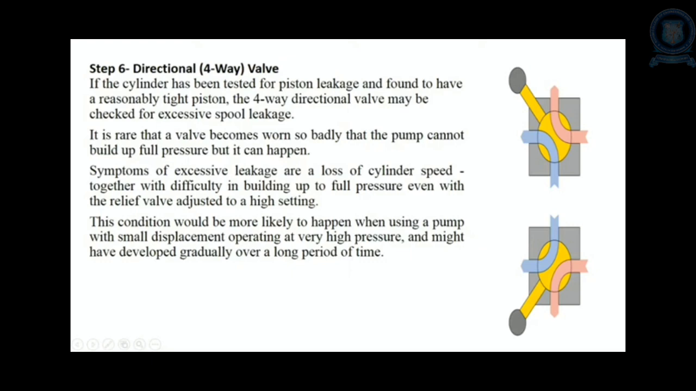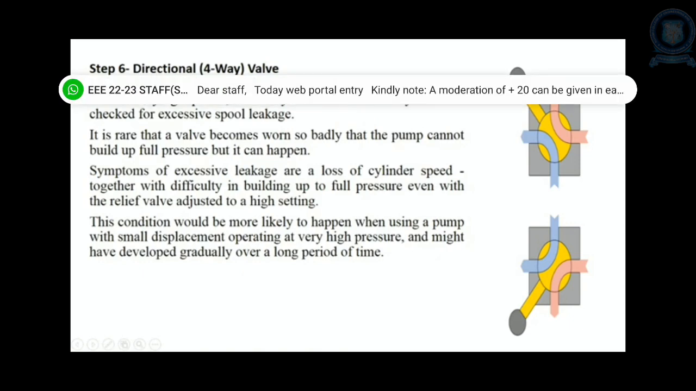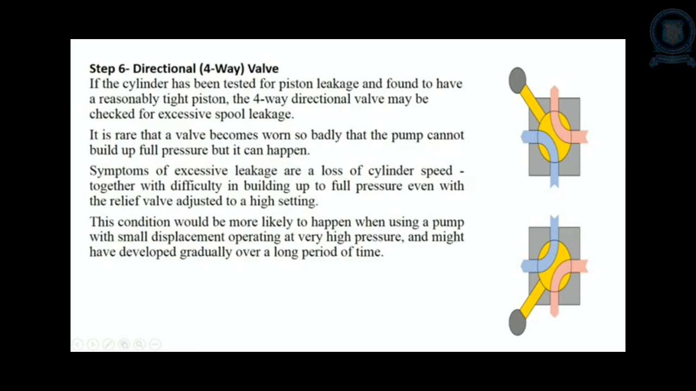If the cylinder has been tested for piston leakage and found to have a reasonably tight piston, the four-way direction valve may be checked for excessive spool leakage. It is rare that a valve becomes worn so badly that the pump cannot build up full pressure, but it can happen. Symptoms of excessive leakage are a loss of cylinder speed together with difficulty in building up to full pressure even with the pressure relief adjusted to a high setting.